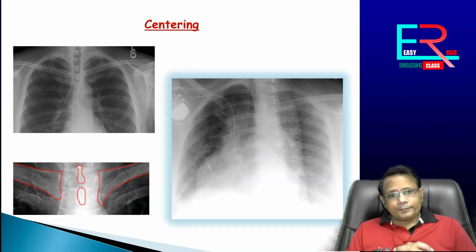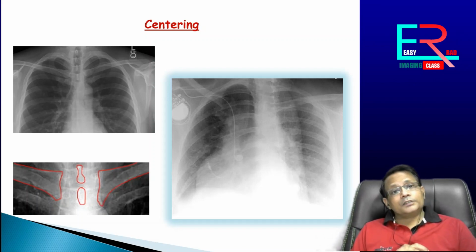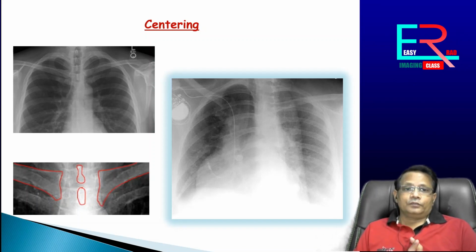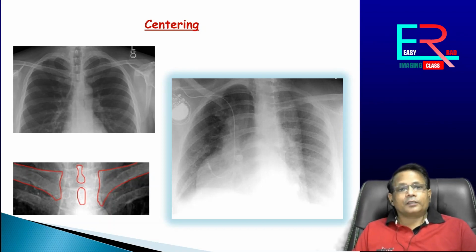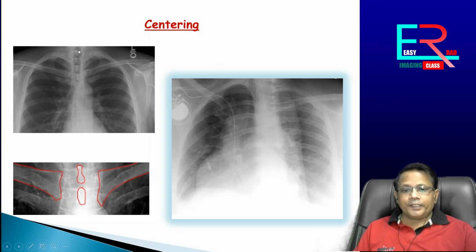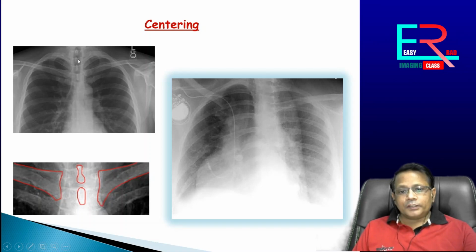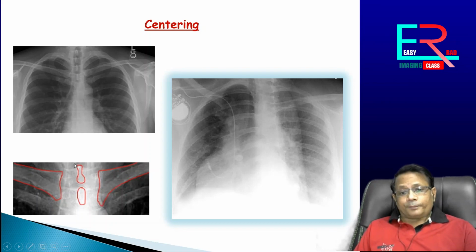The second technical point is centering. The chest radiograph should be properly centered. How can we see whether it is properly centered or not? See, this is the tracheal air shadow, which bifurcates into the right bronchus and left bronchus. This air-filled trachea should be centered over the spinous processes. You can see these spinous processes very well. The distance from the spinous process to the medial end of the clavicle should be equal on both sides, so that we can say it is properly centered.